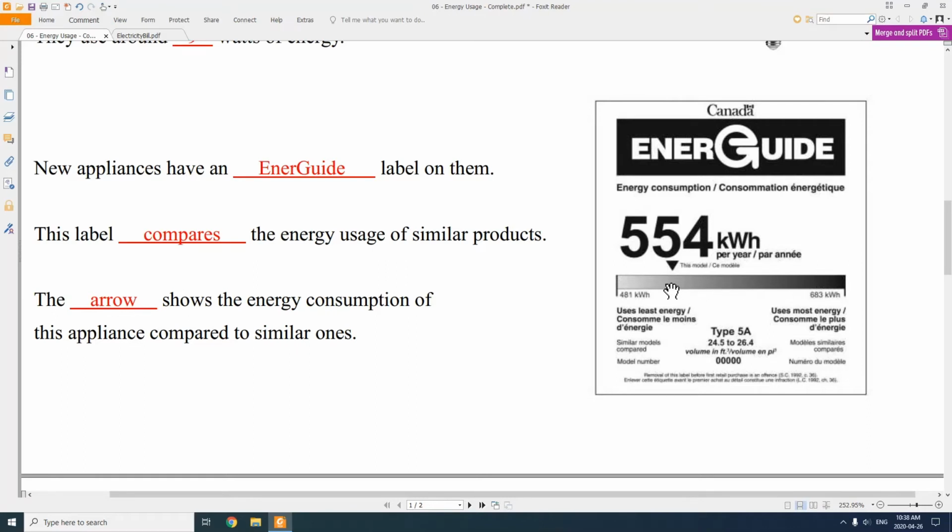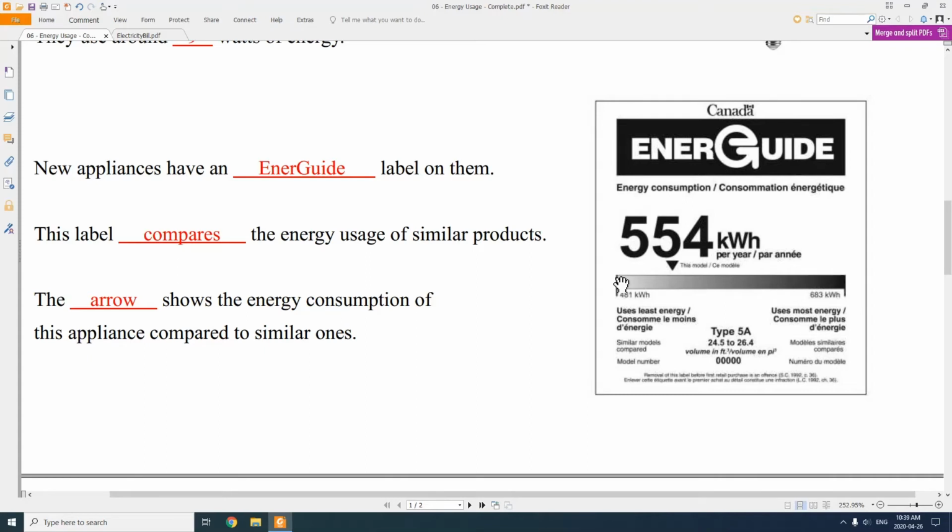So now we can look along the scale and say, okay, the best ones are using only about 481 kilowatt hours, and the worst ones are using about 683. Mine is using 554. I notice the halfway mark is here, and mine is down here. It's actually pretty good. It's in the lower part, I'd say maybe in the lower 25% of freezers out there. So generally, that's probably not a bad buy. If I had to choose a freezer, that would be okay. It's not the best, but it's certainly not the worst. It's better than most of them.